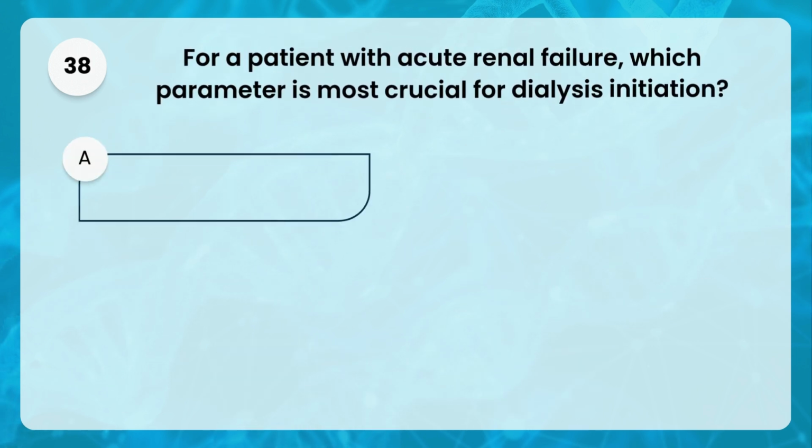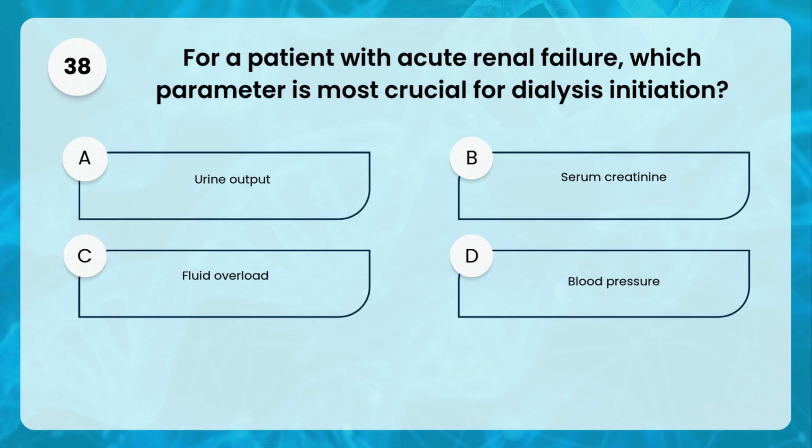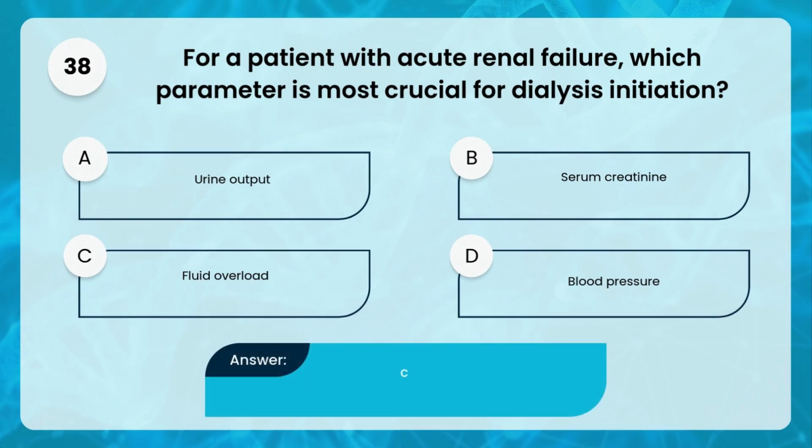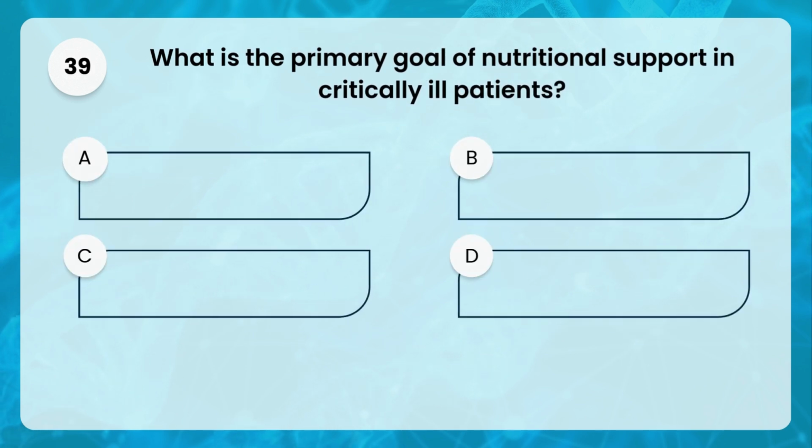Number 38. For a patient with acute renal failure, which parameter is most crucial for dialysis initiation? A. Urine output. B. Serum creatinine. C. Fluid overload. Or D. Blood pressure. The answer is C. Fluid overload.